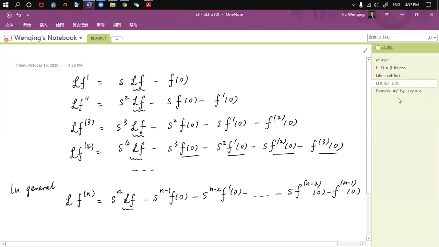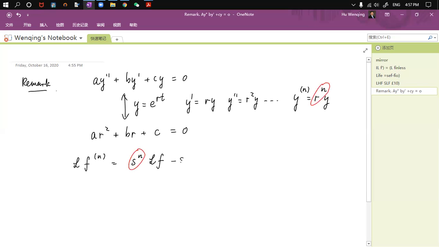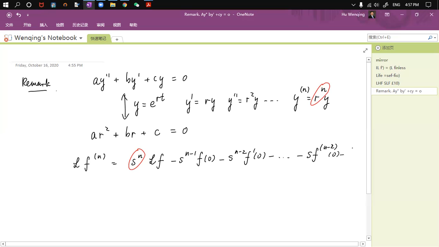Rather, what we proved is that the leading term is correct, but starting from the next term, you are going to have some annoying extra terms: s to the n minus 2 times f prime of 0, minus and so on, minus s times f of the n minus 2 of 0, minus f of the n minus 1 of 0. Those are the remaining terms. They are not trash terms, but we're going to call them remainder terms for initial values.